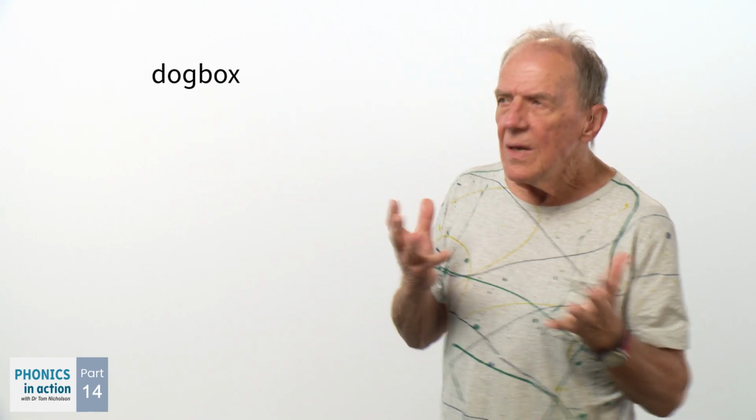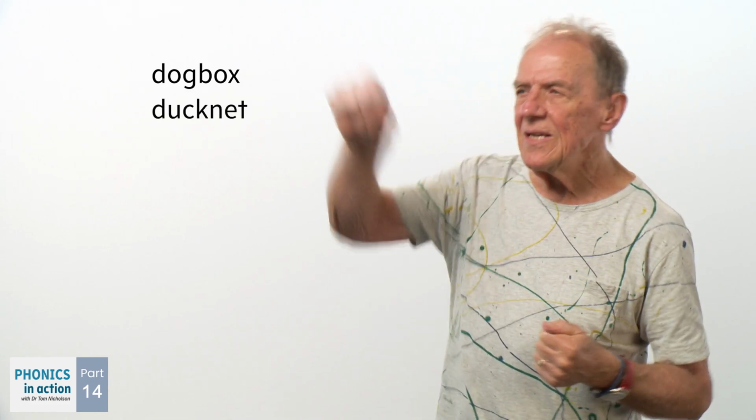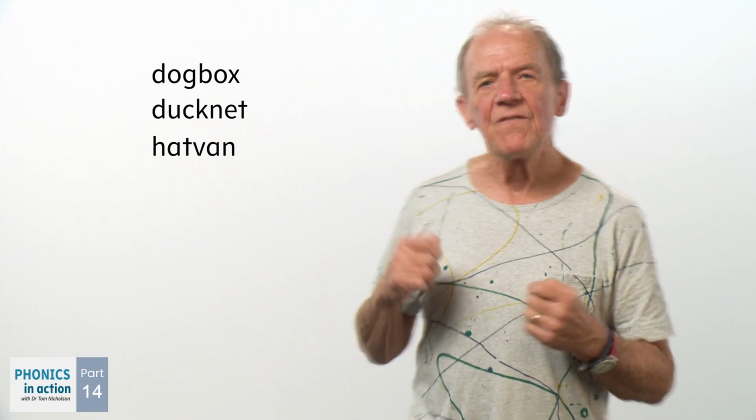What about this word? Dog box. Yeah, it could mean where a dog sleeps. And here, how about this word? Duck net. Well, a net to catch ducks. And this word, hat van. Well, a van that carries hats. What about this one? Cat cup. Well, a cup to put milk in.